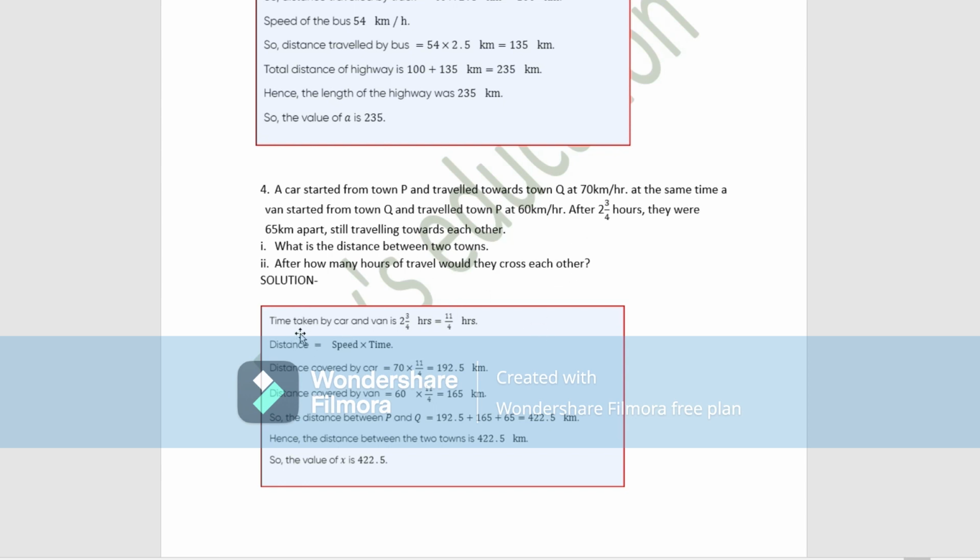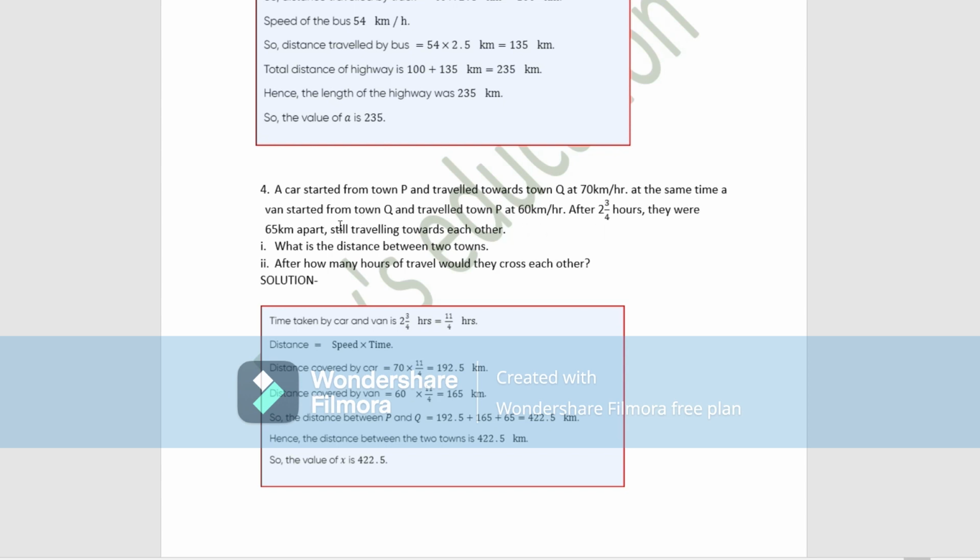So let us solve the problem. First, the time taken by the car and the van is 2 3/4. After 2 3/4 hours, they were 65 km apart. So the time taken by both car and van will be 2 3/4 hours, that is 11/4 hours. What is the distance? Distance is speed into time. First we will see the distance traveled by the car. What is the speed of the car? 70 into 11/4, that is 192.5 kilometers.